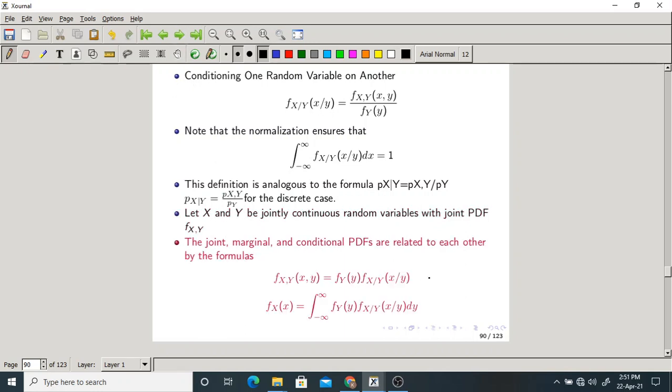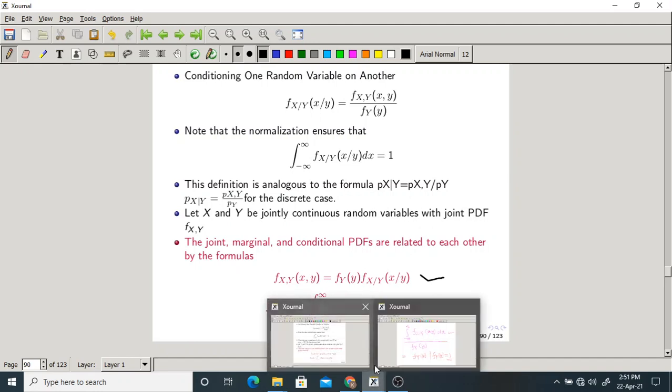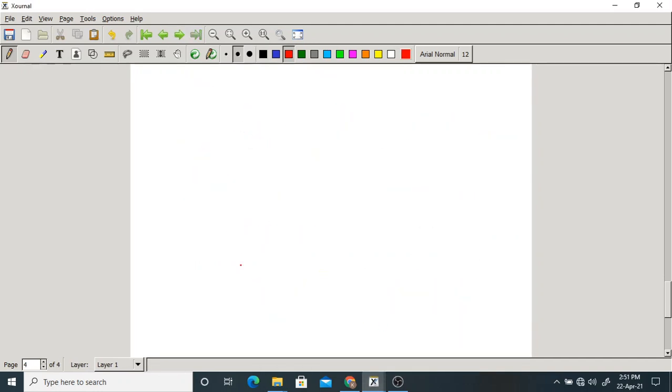Yeah, this is a multiplication rule. What is this? f of x comma y of x comma y is equal to f_Y of y into f of x given y. Okay, so there are several things to be remembered.